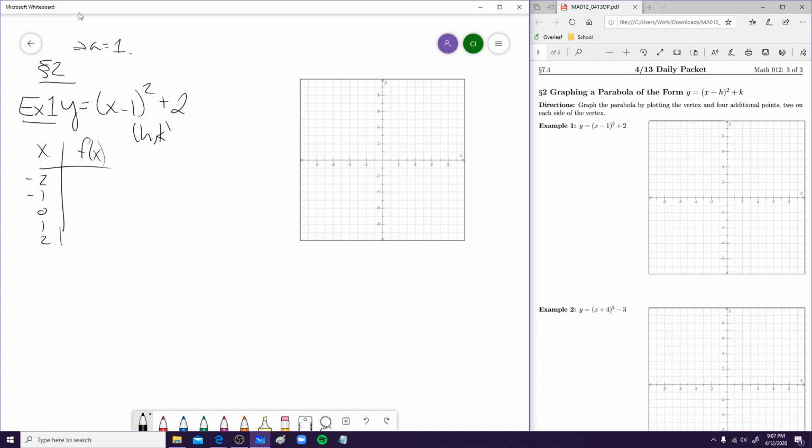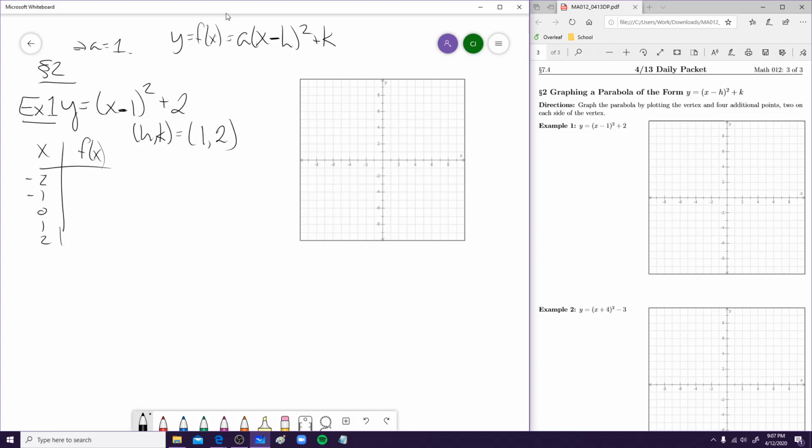So what is (h, k)? Remember our form, y is equal to f of x, it doesn't matter, it's the same thing. This is (x minus h) quantity squared plus k. Even though there's a minus here, this is the general form. That means since there's a minus here, this is just h. So h is 1 and k is positive 2, because there's a plus k right here. So we know that this is the vertex.